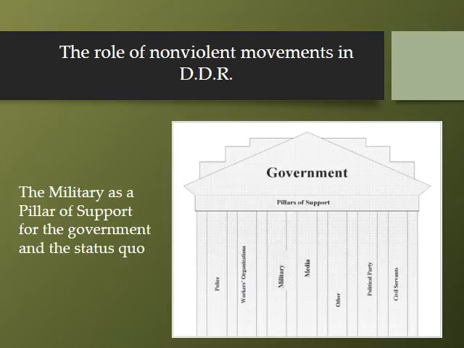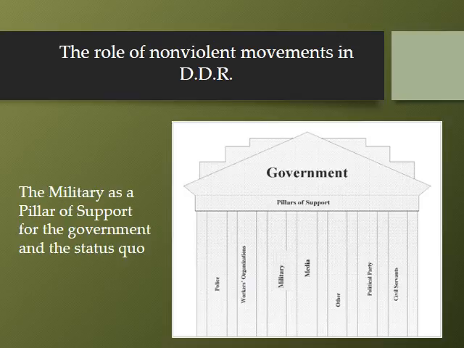So the first step here for nonviolent movements is to understand the military as a pillar of support for the government, or if it's a lower scale nonviolent movement, to understand the military's role as a pillar of support for the status quo in general. Even if you're not trying to overthrow a regime or a dictator, the military could still be a tool for the status quo. So understanding that, along with the other pillars of support, things like the economy, media, and bureaucracy, the military is a crucial point of it.